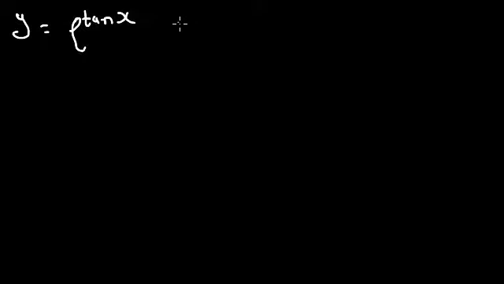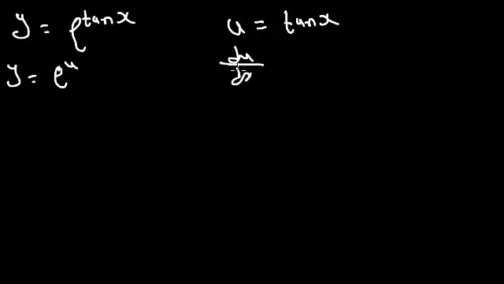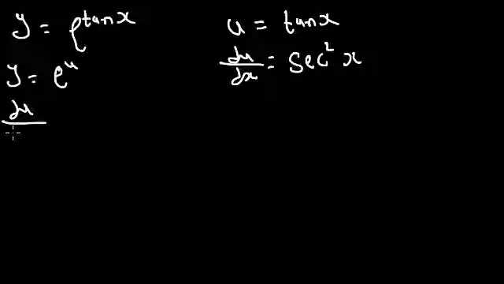So the procedure still remains the same, as our first step would be considering replacing tan x with u. So if u is equal to tan x, then it means our y is now e to the power of u. The derivative of u with respect to x. What is the derivative of tan x? That's simply secant squared x. And the derivative of y with respect to u is still e to the u.